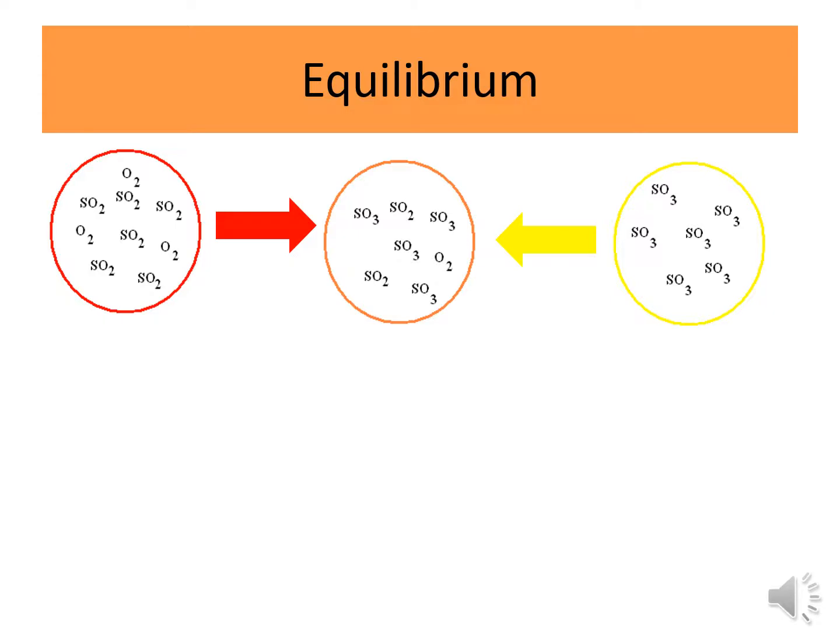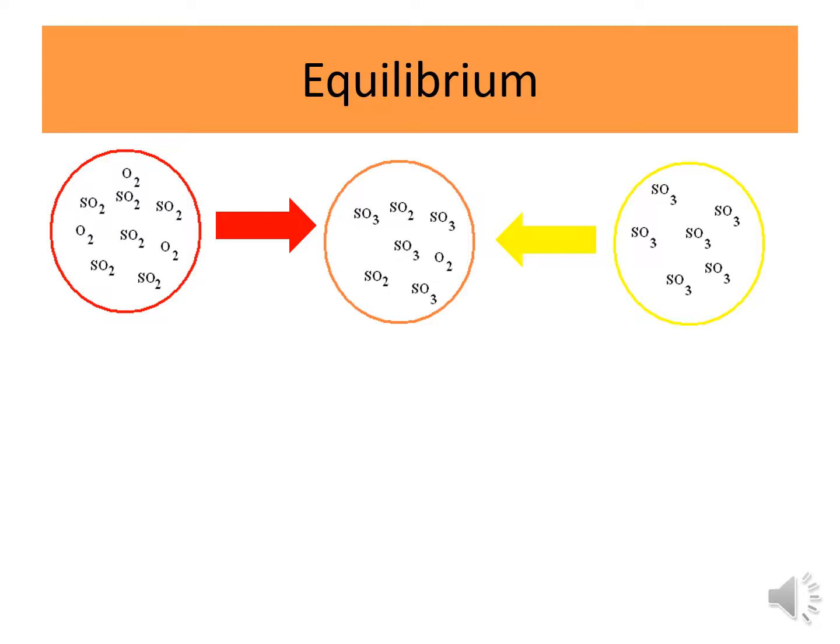So here's a little attempt to diagram this. We see in the first circle O2s and SO2s. They have not reacted yet. They begin to react and they form SO3s. But you still have some SO2s and O2s left over.